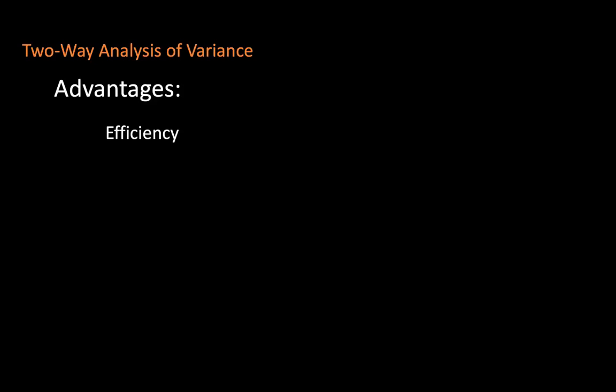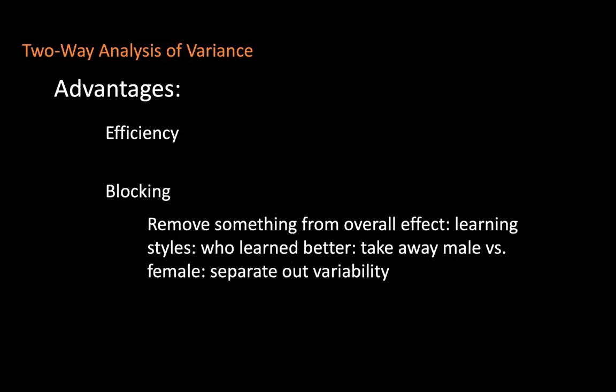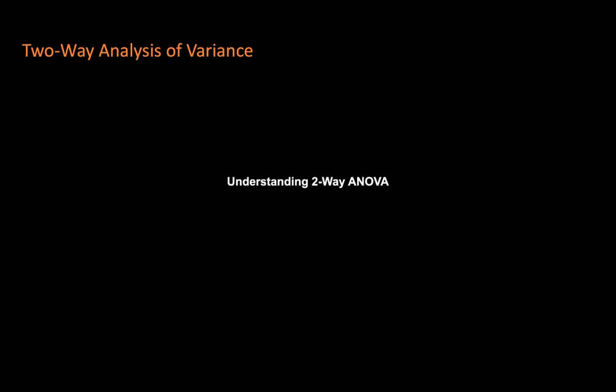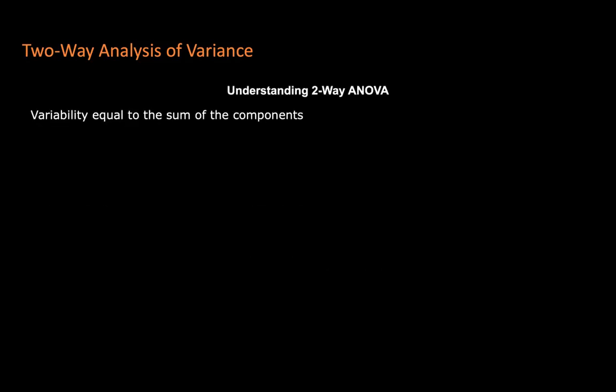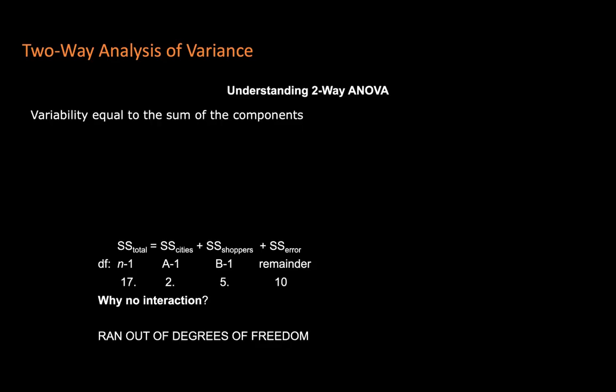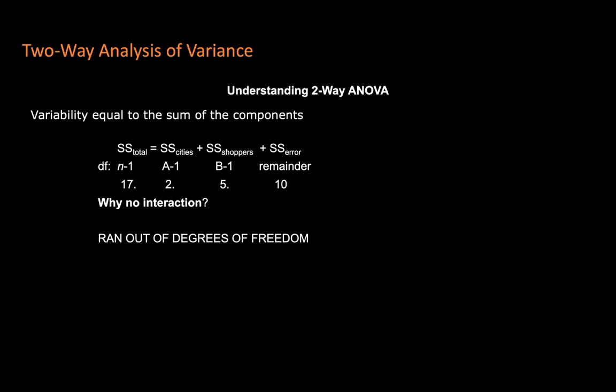Some advantages of two-way ANOVA are efficiency and blocking. Blocking is like we can remove something from the overall effect. For example, if we're studying learning styles, who learned better, we can take away male versus female to separate out variability. We can also test for interaction. So, understanding two-way ANOVA: variability is equal to the sum of the components, as we see here. In this specific example, there was no interaction because we ran out of degrees of freedom.